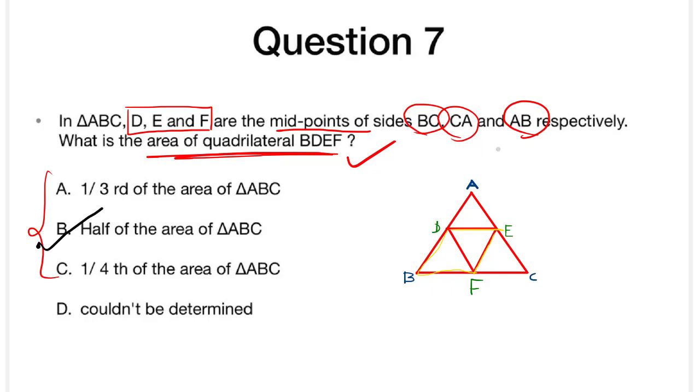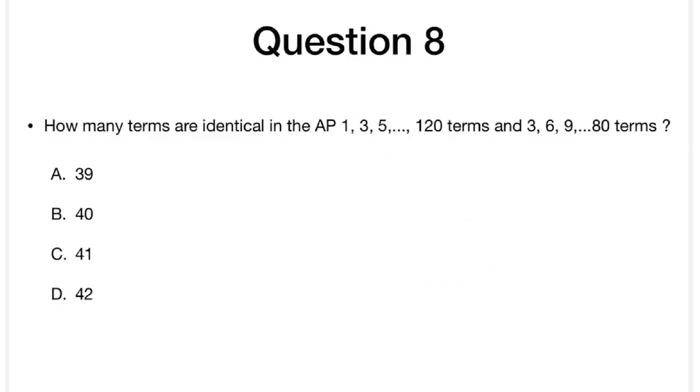So remember, the property is really important. The next question we are dealing with is: how many terms are identical in the AP series 1, 3, 5 till 120 terms and 3, 6, 9 till 180 terms? What are the similar, identical terms? So let us see. It's going to be really simple.